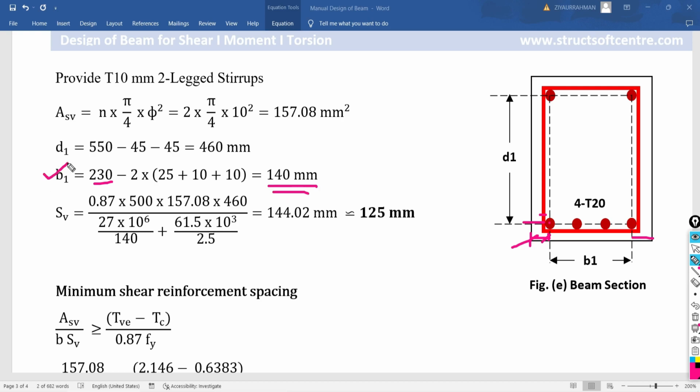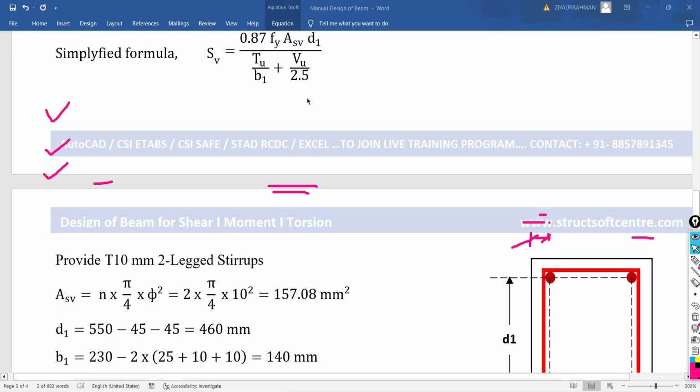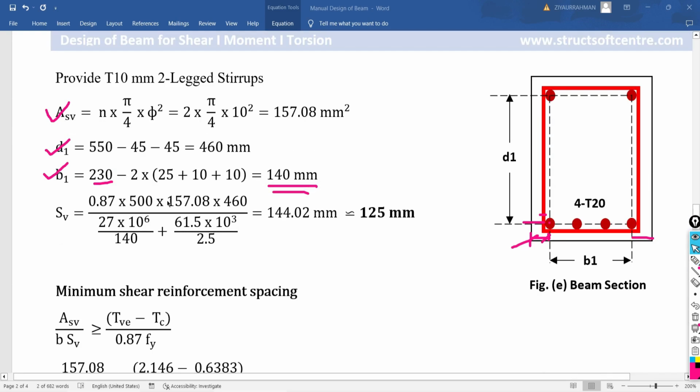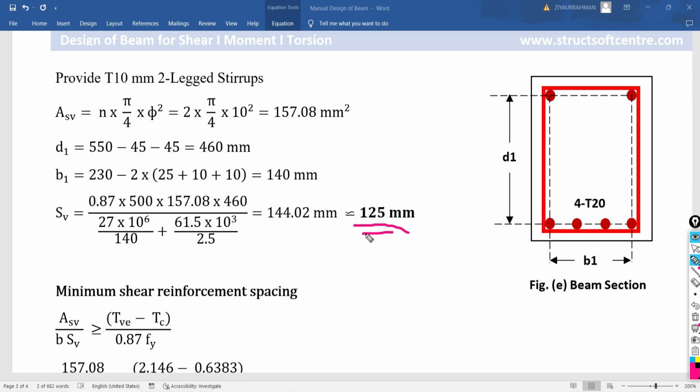Now we have the b1 value, d1 value and Asv value. Put all these values in this simplified formula. After putting all the values in this simplified formula, we are getting the spacing as 144.02 mm. And you are not allowed to provide the spacing beyond this. That's why we are going to choose the value as 125 mm center to center so that it will be easy to execute on site.